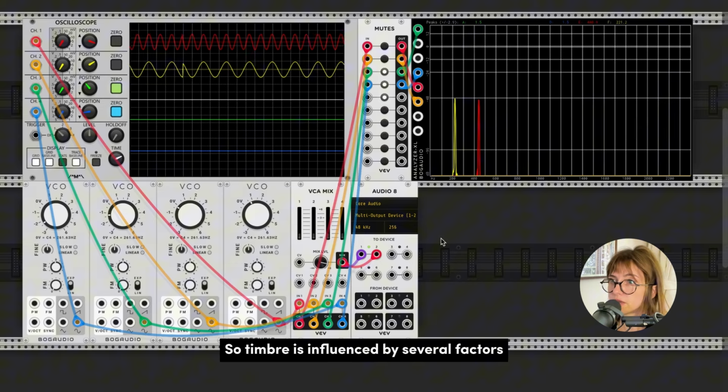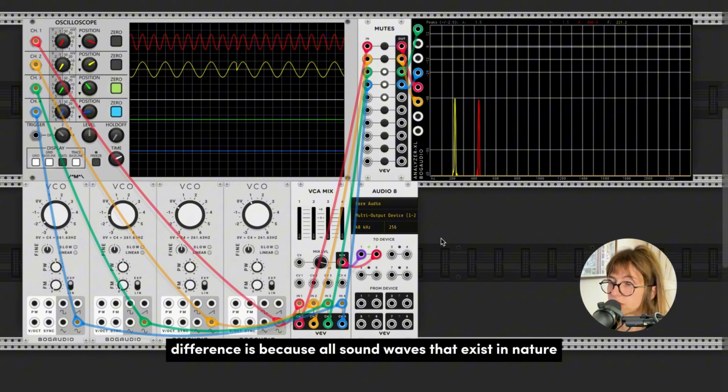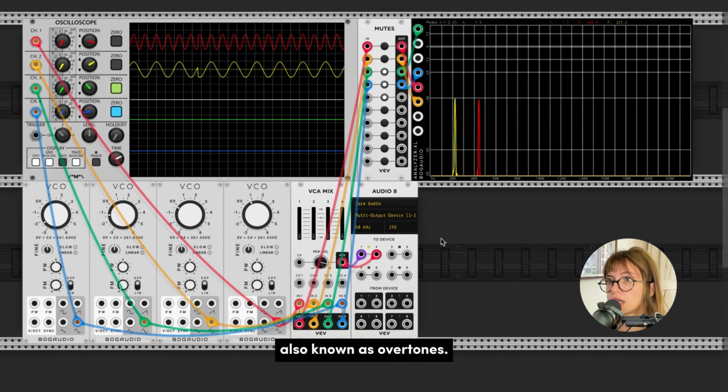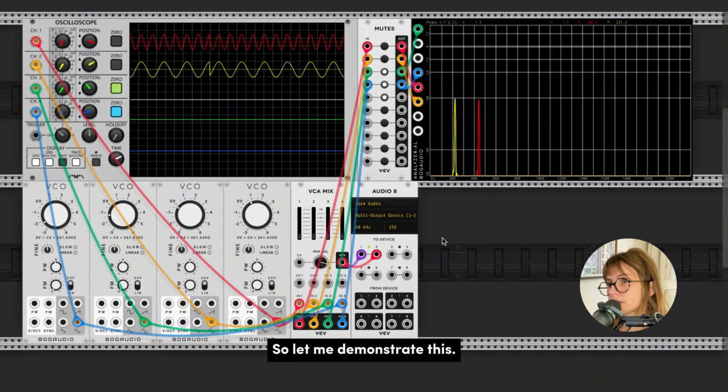So timbre is influenced by several factors, but one of the reasons we can tell this difference is because all sound waves that exist in nature contain something called partials, also known as overtones. So let me demonstrate this.